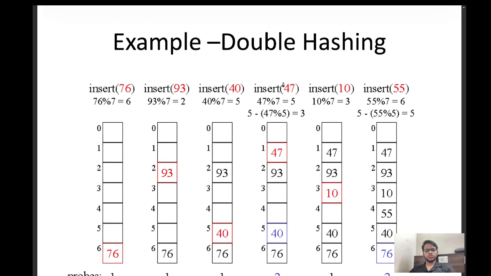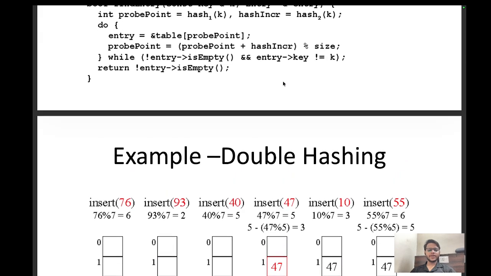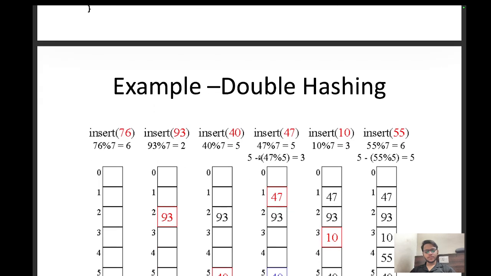Okay, sorry. The question is not written over here, but seeing this, I can say that the H2 function which has been given is that we have to divide by 5. In the H1 function we were dividing the element by 7, and in the H2 function we have to divide it by 5.